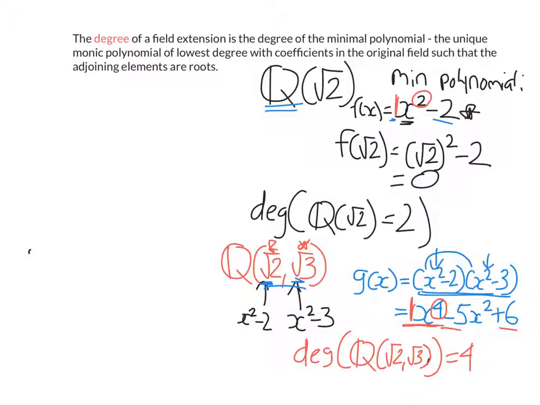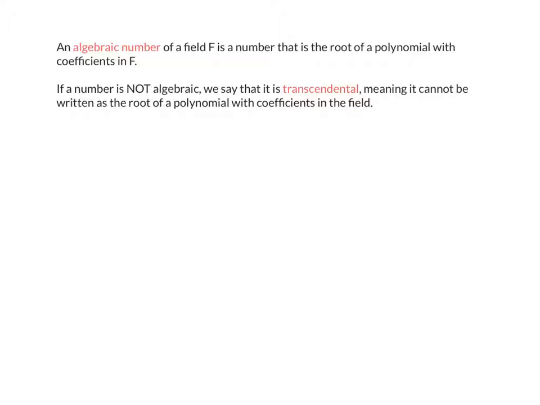So we now quickly look at transcendental versus algebraic numbers. As I was just saying, an algebraic number is one that can be written as the root of a polynomial with coefficients in the field. A transcendental number cannot be the root of a polynomial with coefficients in the field. So it's important to note the field that we're talking about.